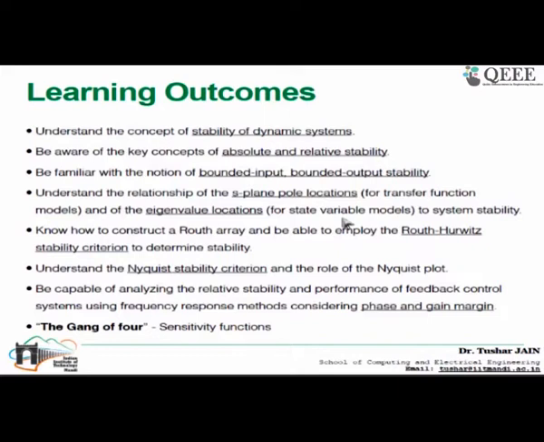You will also get to know how to construct the Routh array and how you use that array to determine stability. Then we'll also see the Nyquist stability criteria and the role of the Nyquist plot. We will also be able to see relative stability with respect to phase and gain margin. And finally, the last one, which we will introduce at the very base today, the gang of four, which we call the sensitivity functions. This is a much more important concept when you speak about stability.